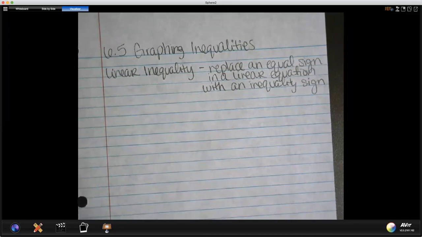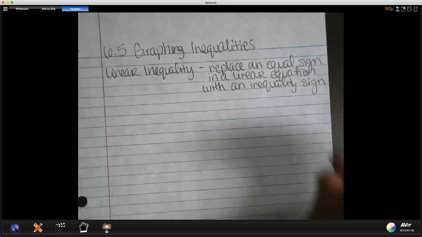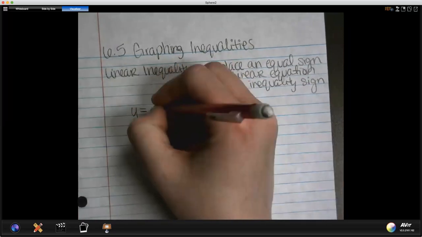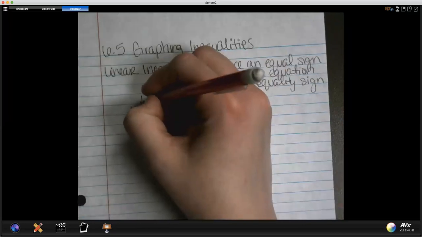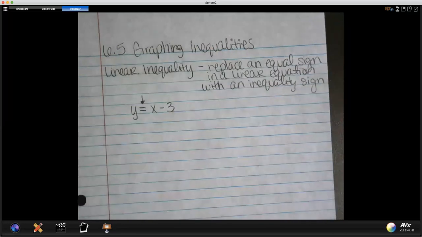So for example, if I had the equation y equals x minus 3, if I wanted to change this simply straight into an inequality, I would change this equal sign to any of the inequality signs. How many inequality signs do we have? Let's name them off. Greater than. Less than. Greater than or equal to. Less than or equal to. Okay, so you've got your four main ones.